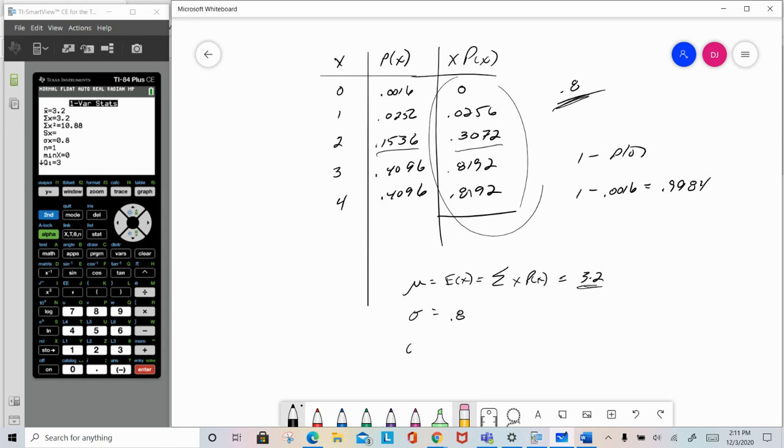Oh, and then lastly, what about the variance? Well, remember that the variance is the standard deviation squared. So that's going to be 0.8 squared, which is 0.64. Not 0.64 squared, 0.8 squared, which is 0.64. So my mean would be 3.2 with a standard deviation of 0.8 and a variance of 0.64.